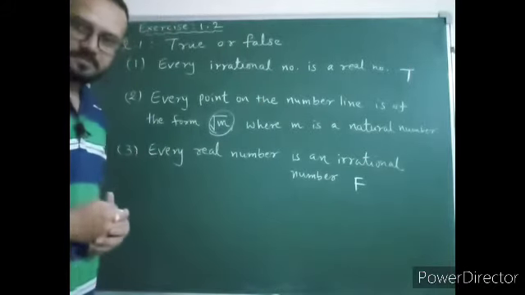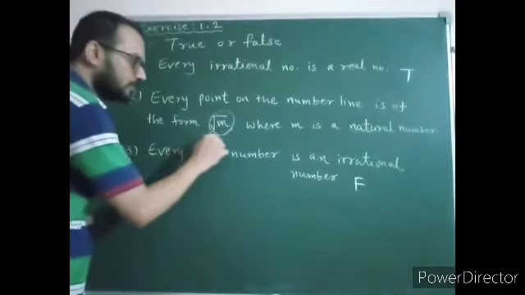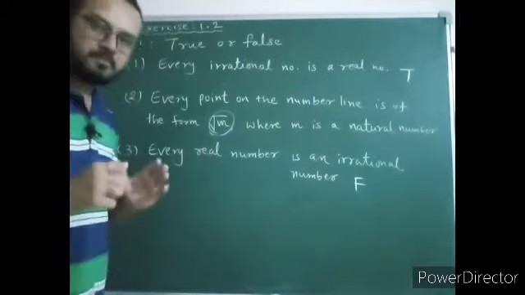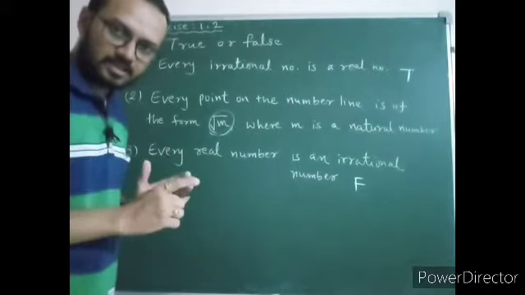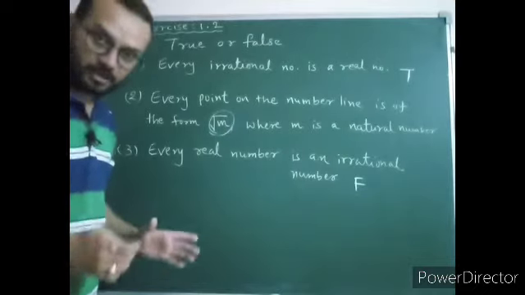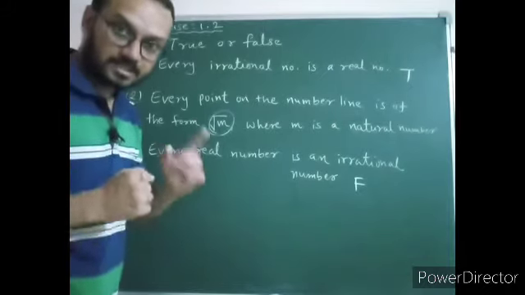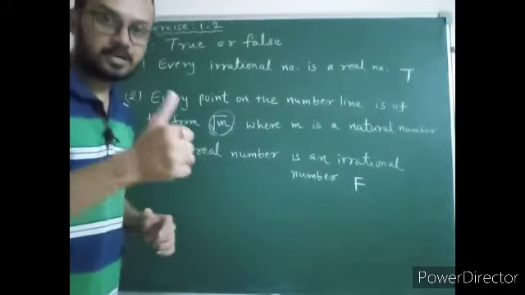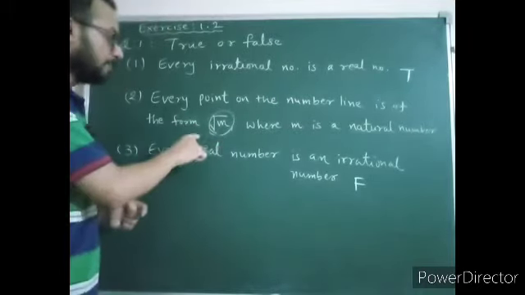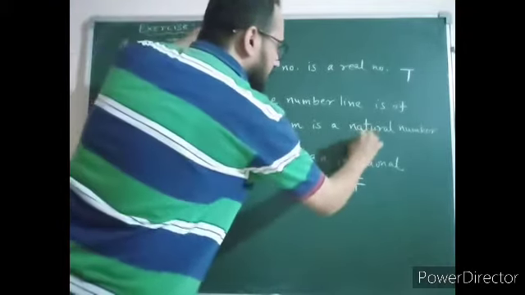Now the second statement. The statement is, every point on the number line is of the form root m, where m is a natural number. Here the statement means that on the number line, for every number we can obtain a root m value. This statement is false, because on the number line we can have positive numbers as well as negative numbers, but the square root of a negative number cannot be obtained. So for every point on the number line, a number of the form root m cannot be obtained. So this statement is false.